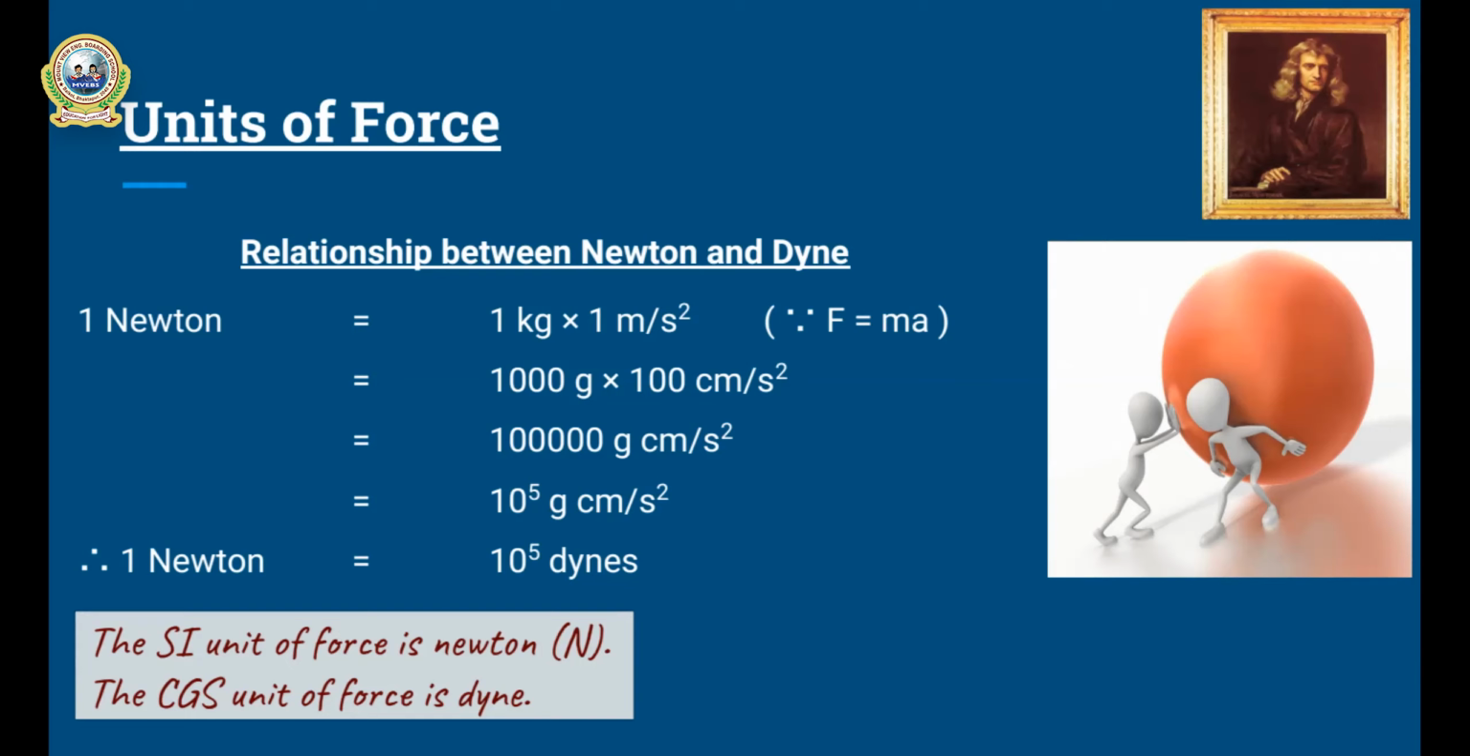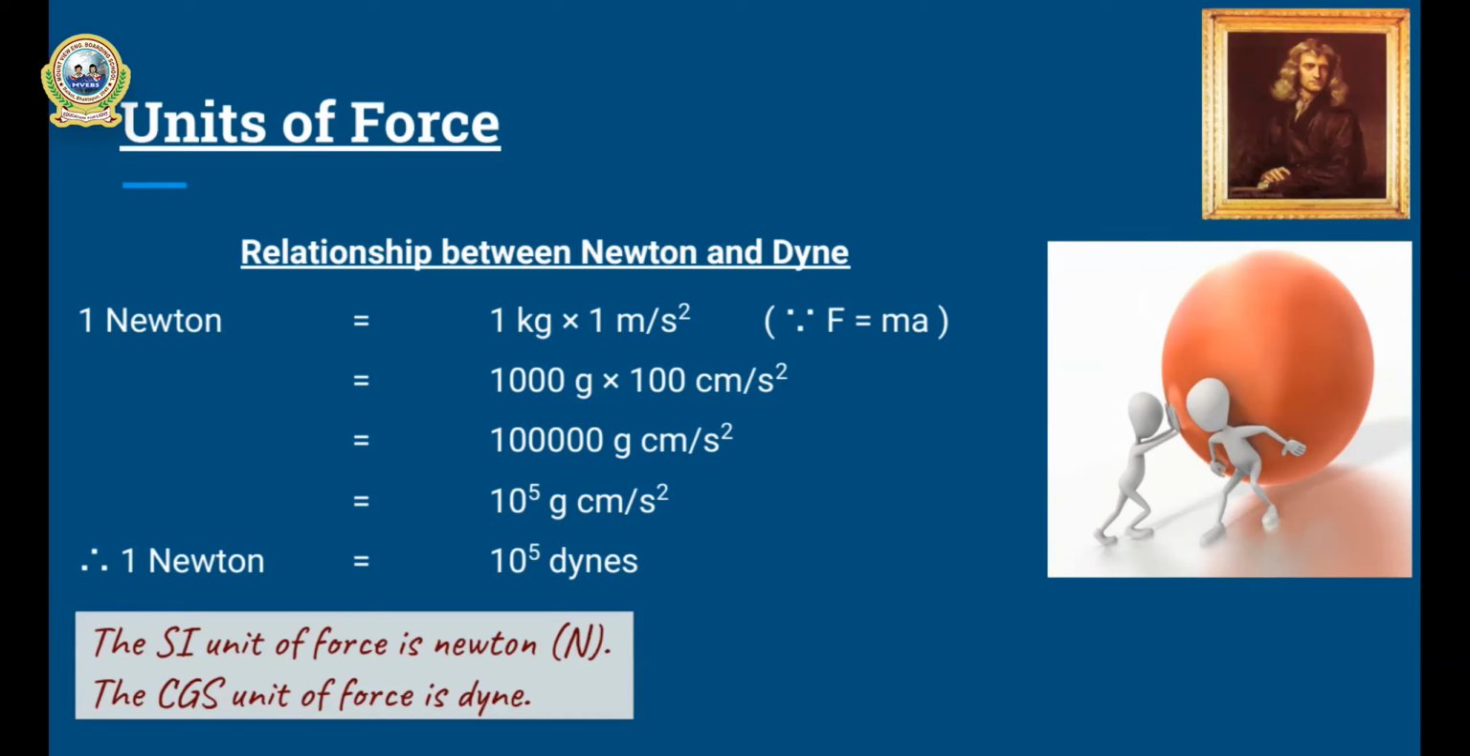10 to the power 5 in general is 1 lakh. 1 Newton is equal to 10 to the power 5 dynes, meaning 1 lakh dynes. Sometimes if you are asked to convert Newton into dyne, it is already mentioned there.